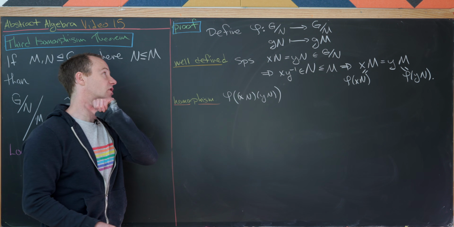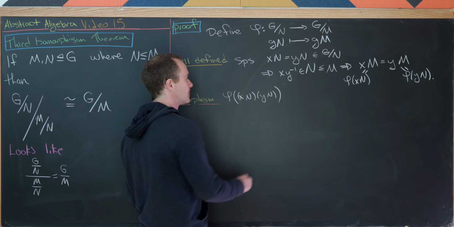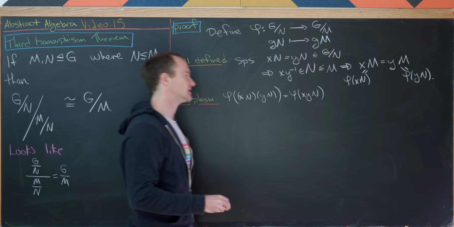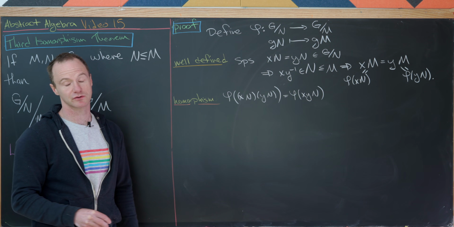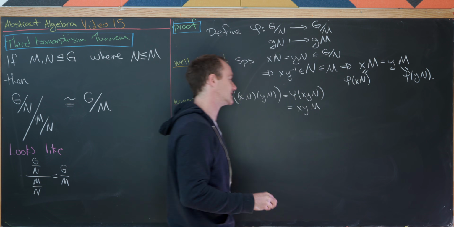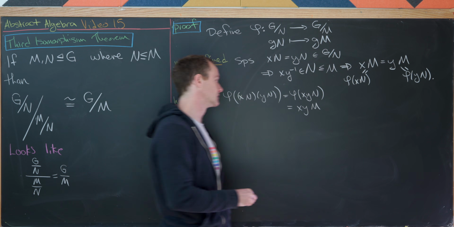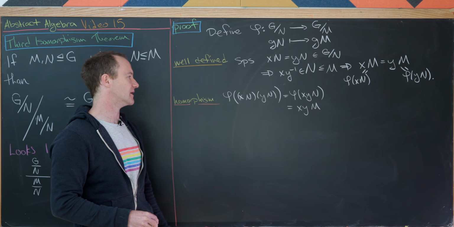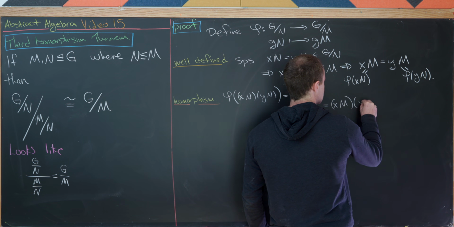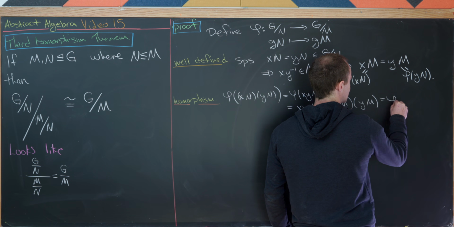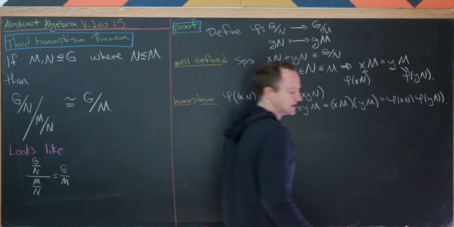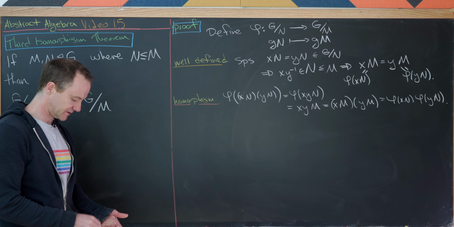So that's a product occurring in the left-hand side. But this simplifies to phi of xyn using the operation inside that quotient group G mod n. But now this is going to be xym using the definition of the mapping. But now reversing this, we get xm times ym, but that's exactly phi of xn times phi of yn as needed. So we've got a homomorphism.